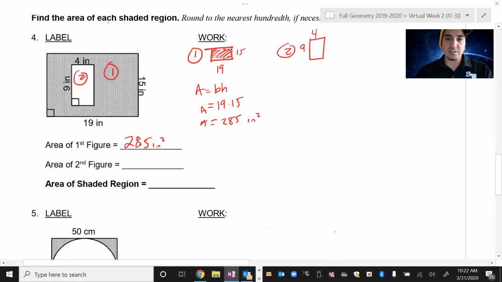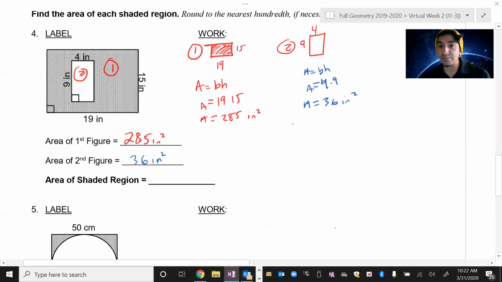Now the next part we have going on here, if we say that we have 9 and 4 for our unshaded region, then we can multiply those two according to base times height. So it'll be 4 times 9, which is 36. So this would be 36 inches squared. Okay, so these are your first two that you have going on.